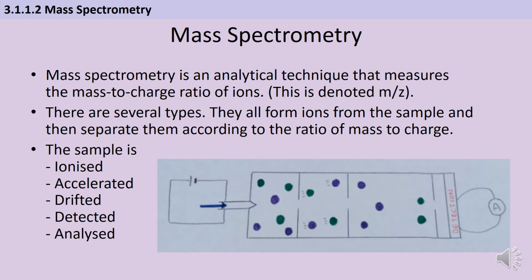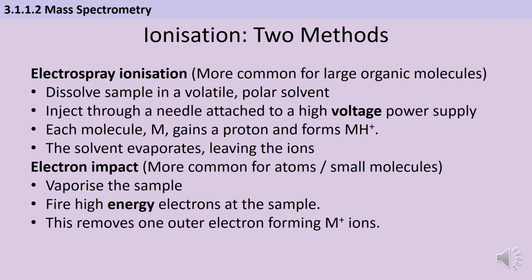So there are a few different types of mass spec, and for A-level we're mainly going to concentrate on time of flight mass spectrometry. So for all of these different types, there is an ion formed, and then based on their mass to charge ratio, they're going to be separated. And there are 5 steps that you need to know about. The sample that we're putting into the mass spec machine is going to be ionized, accelerated, drifted, detected, and then analyzed.